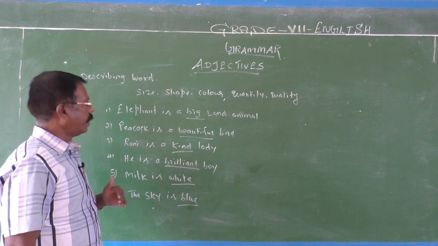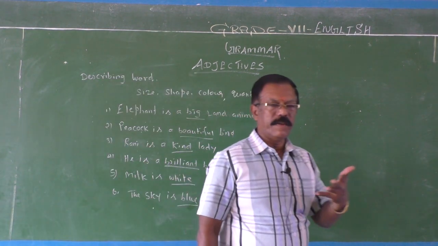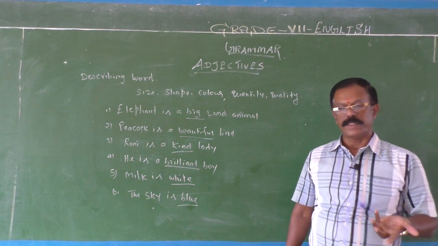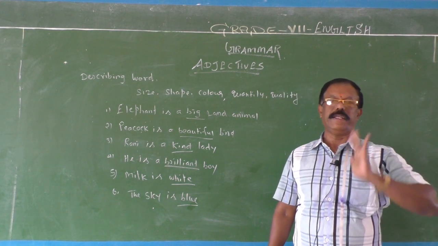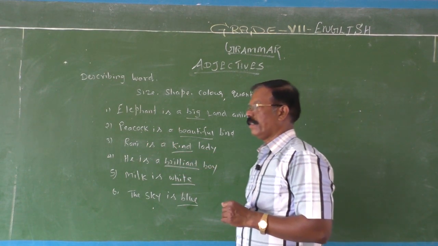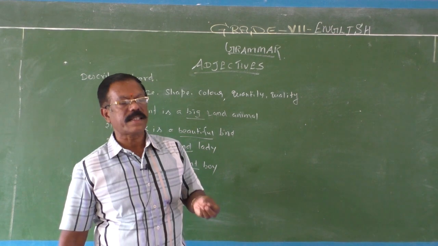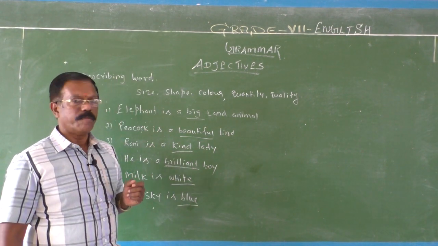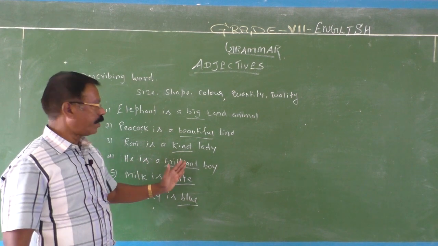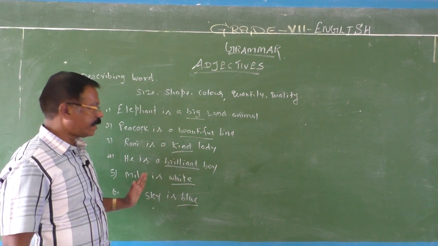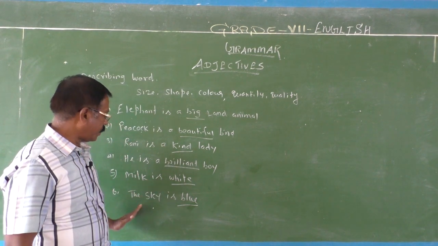Second sentence: Peacock is a bird. Everybody knows that it is a bird. It's common information, known to everybody. Then, Rani is a lady. This is another kind of information you get from this sentence. He is a boy. Milk is white, and the sky is blue.